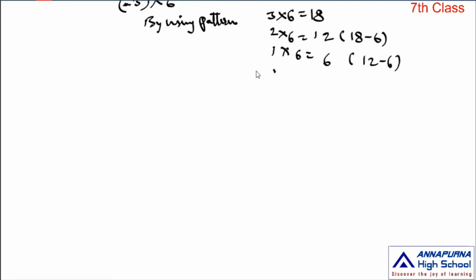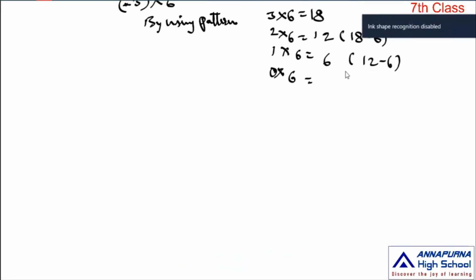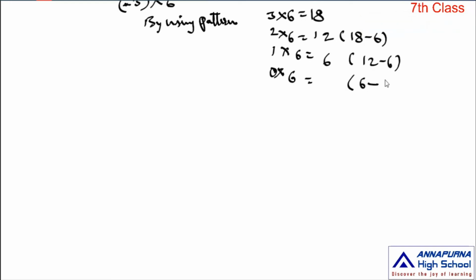Now where it is 0, 0 into 6 is equal to, what is the previous product? 6. 6 is again reduced by 6. 6 minus 6 is equal to 0. 0 sixes are 0. As we know, the product of an integer by 0 is 0. After 0 we get minus 1 into 6. The previous product is 6. Again this 6 is reduced by 6. 0 minus 6 is equal to minus 6.